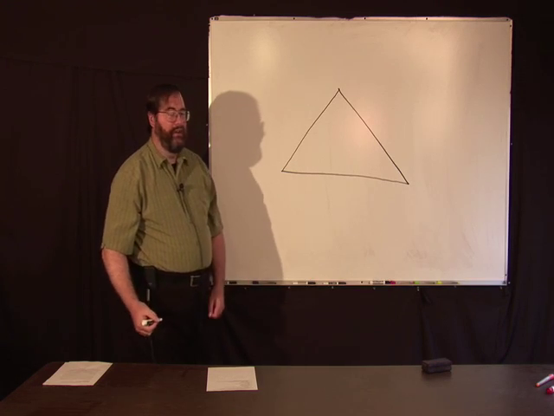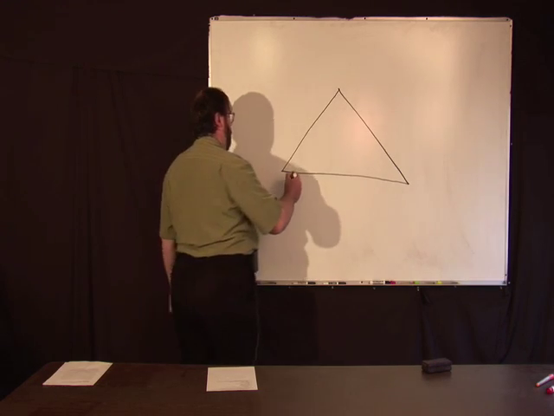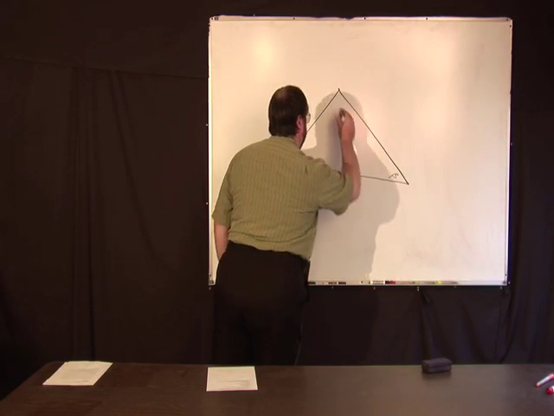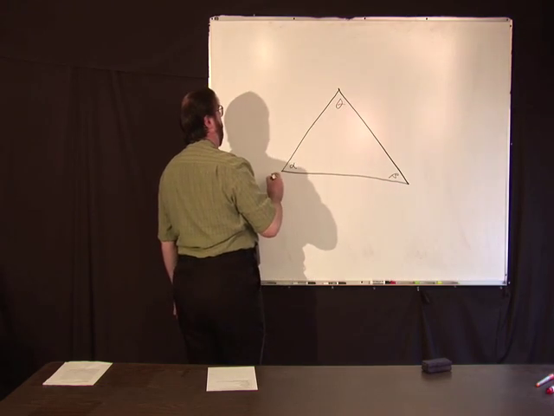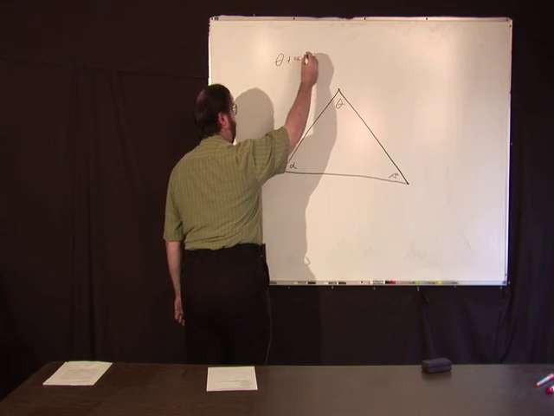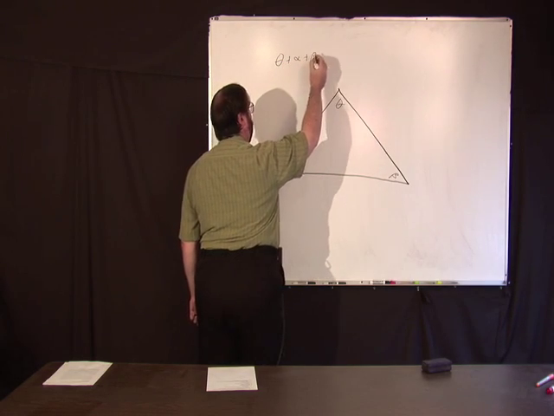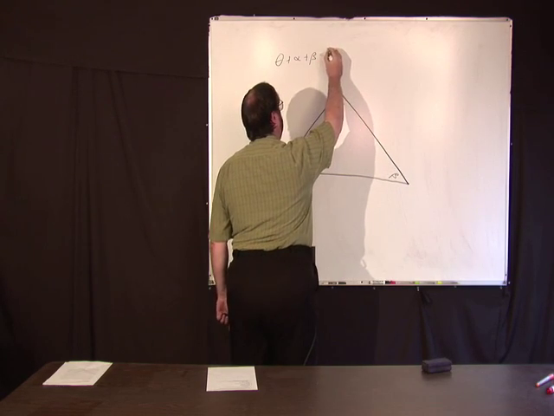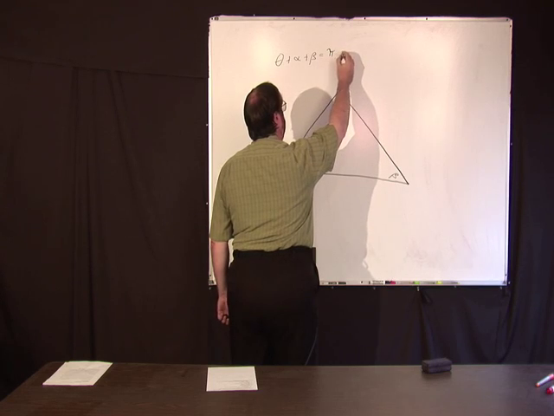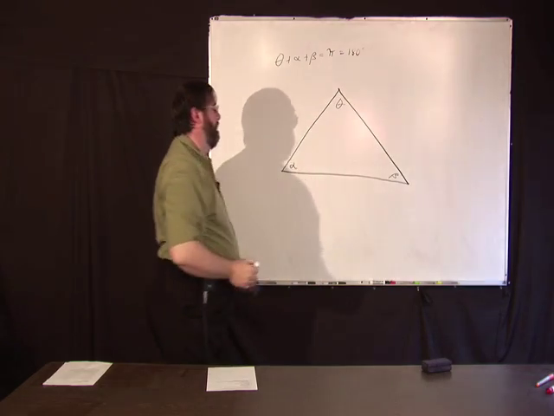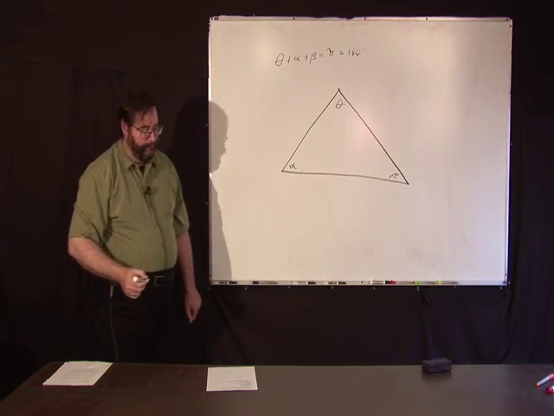We know from geometry, if you have three angles, let's say alpha, beta, and theta, that theta plus alpha plus beta equals pi radians or 180 degrees. That's true of every triangle.